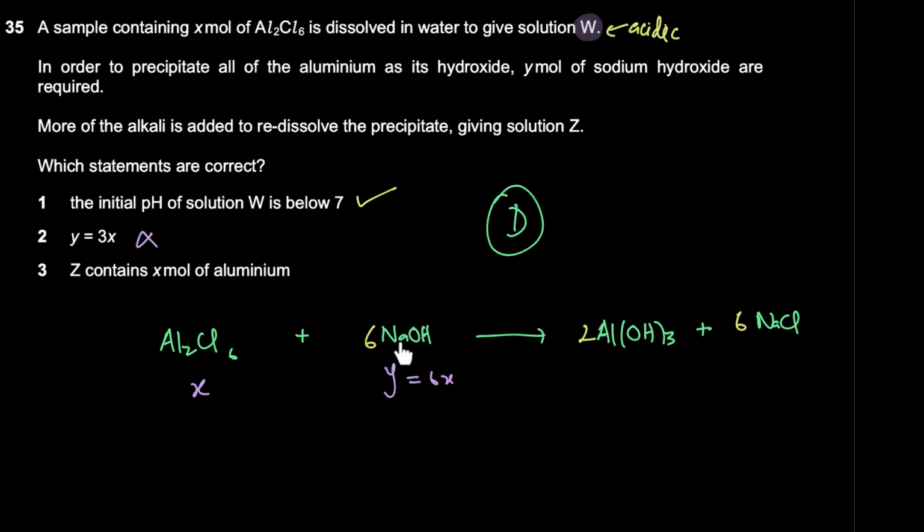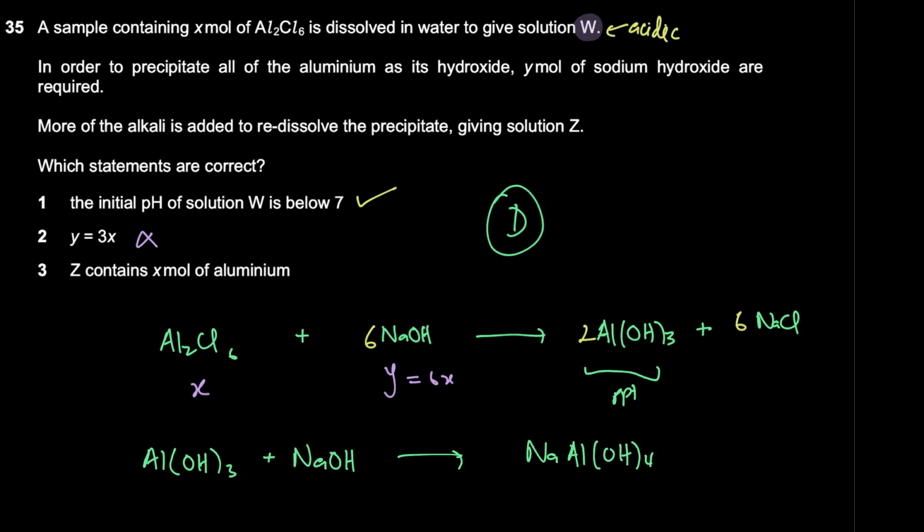Now we already know the answer, but let's just examine statement 3. Now what we have in solution Z is that solution Z is formed when more alkali is added to dissolve the precipitate. So here we have a precipitate. And when we add more sodium hydroxide, what we have over here is that we form this guy over here, NaAl(OH)4. So this over here, Al(OH)4, is a complex or a compound anion, and we have Na plus over here. So this guy is soluble in water.